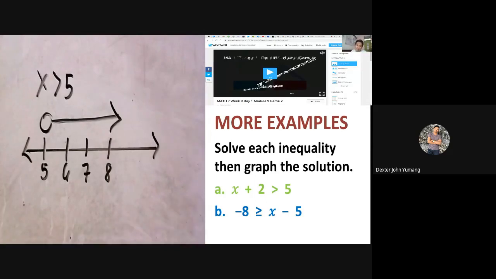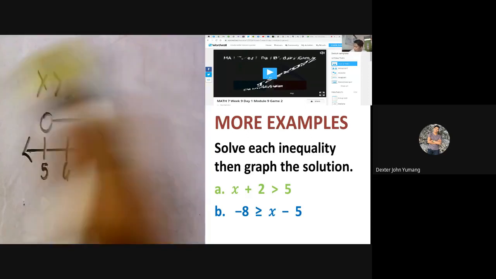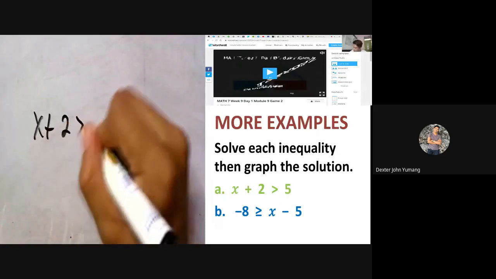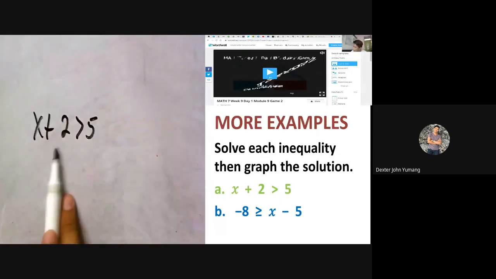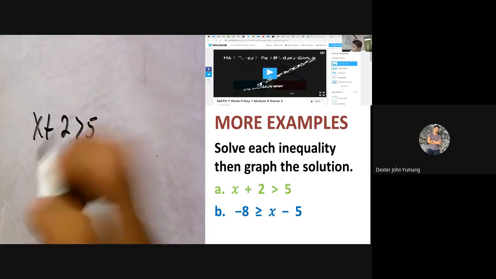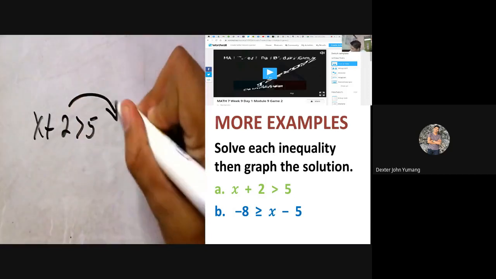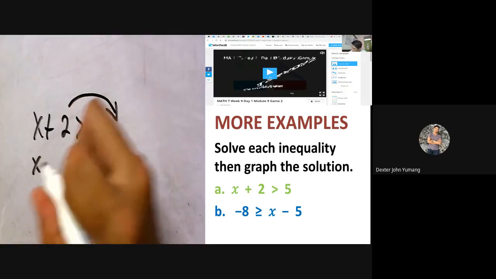So, more examples. We are going to solve each inequality with this solution. What if ganito? Ang given rather, is merong x plus 2 greater than 5. Meron siyang number dito, hindi siya direct tulad ng x greater than 5 kanina. Pag ganyan naman po ang case, you're going to solve it first. Okay, how to solve that one? Take note, lahat po ng variables nasa left side, while lahat naman ng numbers nasa right side. Okay, or you may do the following, yung additive inverse. Kung ayaw nyo siya i-transfer, pwede kayong mag-additive inverse.